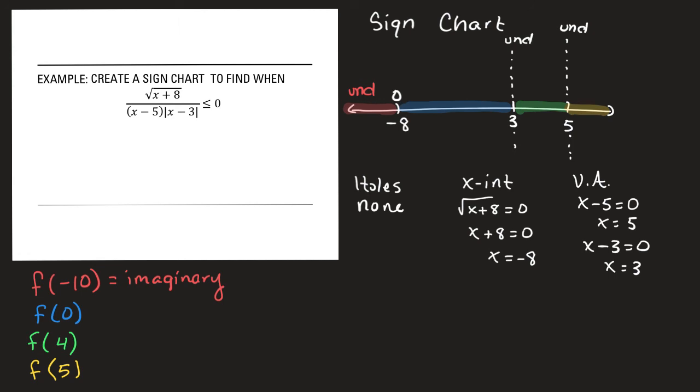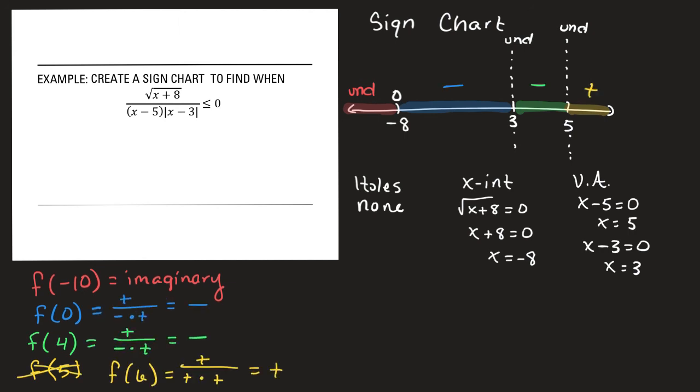See if you can pause the video and find the signs of your remaining sections. Okay, I got the first section was undefined, imaginary. The second one, I did f of 0, which was a number in between -8 and 3, and I got that that section was negative. F of 4 was also a negative value, so the whole section from 3 to 5 is negative, and then I had originally picked 5, but that was wrong. I needed something greater than 5 to check that region, so I found f of 6, and I found that to be a positive value.